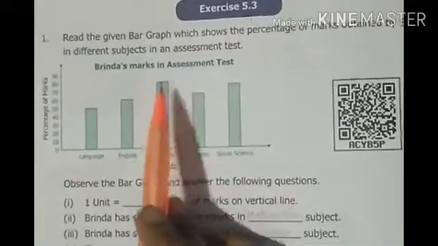Second one. Brinda has scored maximum marks in which subject? Mathematics, it is the largest bar. So we can write the answer as mathematics. Third one. Brinda has scored minimum marks in which subject? In which subject did she get the fewest marks?